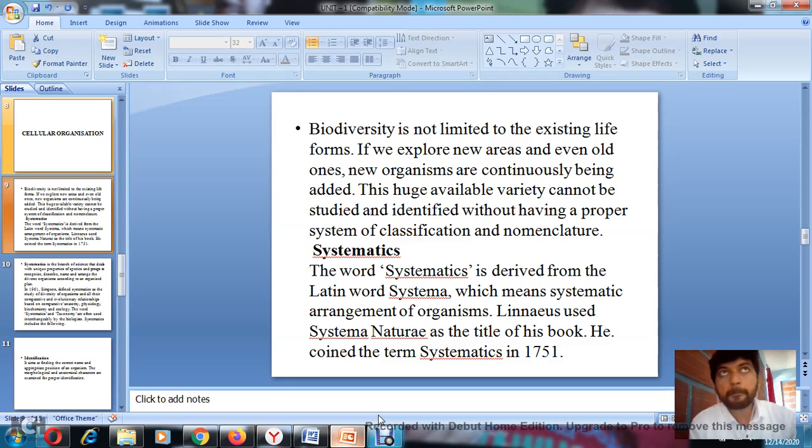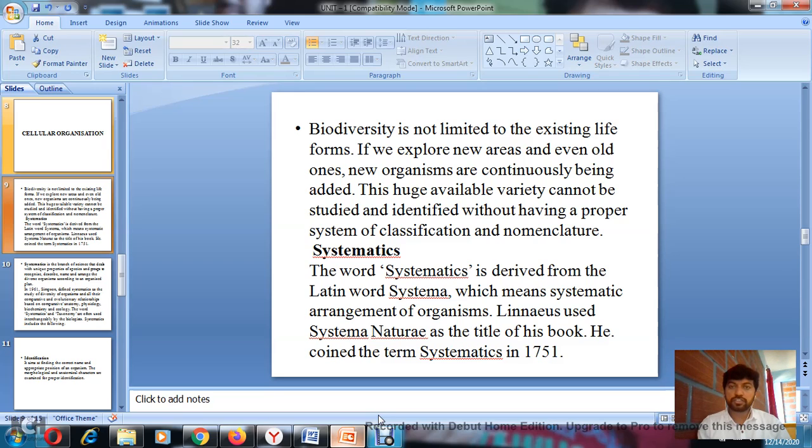Let us understand what actually biodiversity means. What is the actual meaning of biodiversity? See, this earth is a diverse planet. It contains a lot of different kinds of species with different kinds of characteristics, right? There are a lot of characters which are not at all similar between one species and another species, isn't it? Then let us go on with the definitions and understandings of biodiversity.